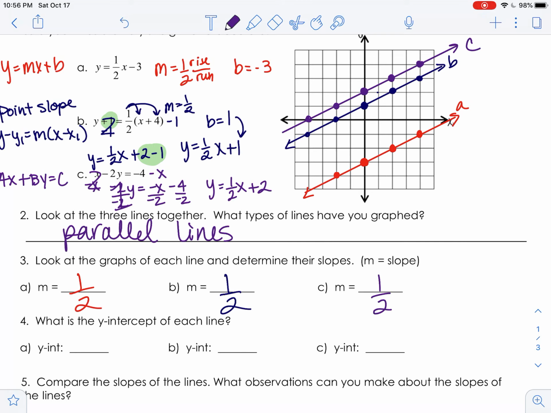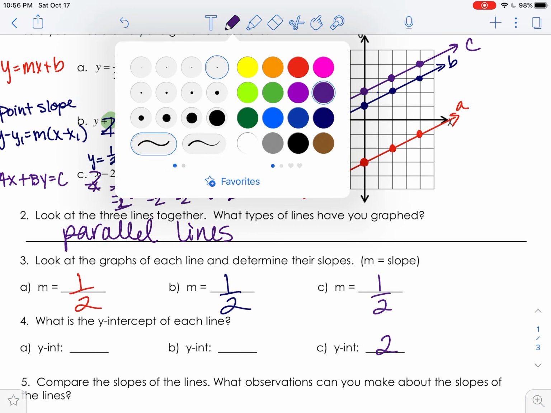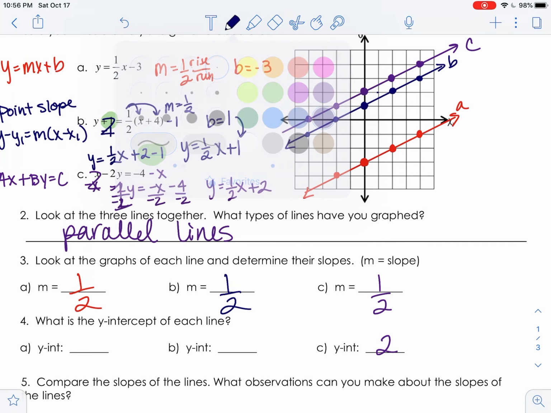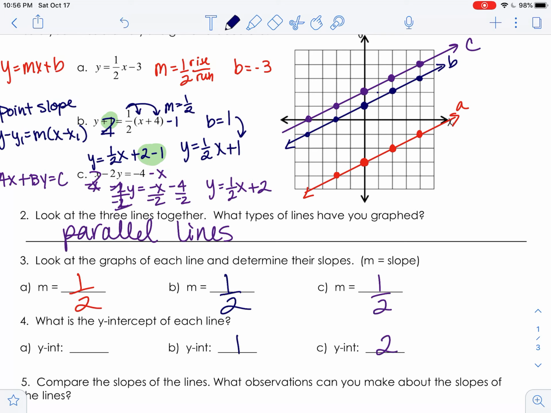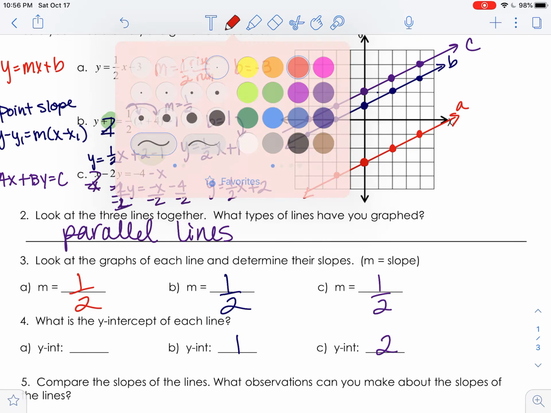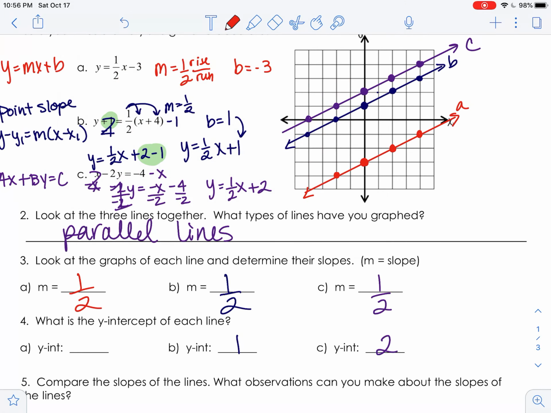Now, what's the y-intercept of each line? Okay, well, our y-intercept of our C is 2. Our y-intercept that we have of our B is 1. And then our y-intercept of our A is -3.